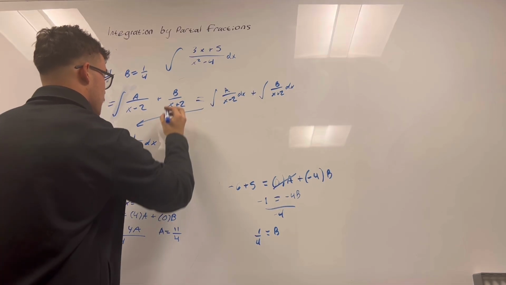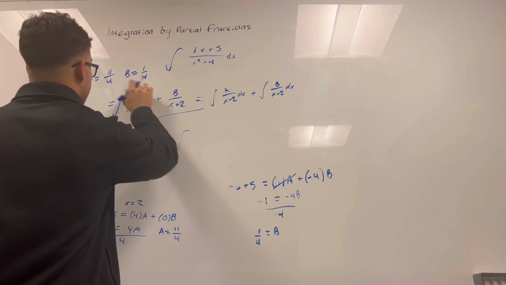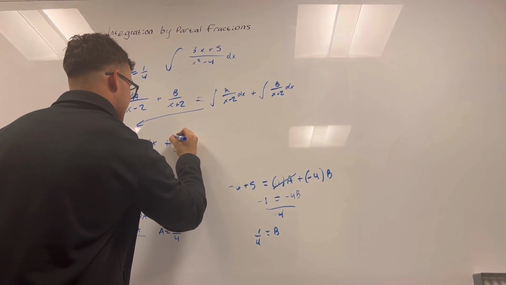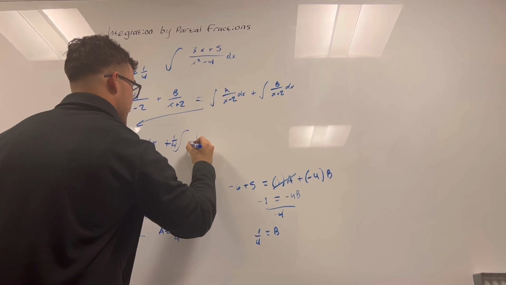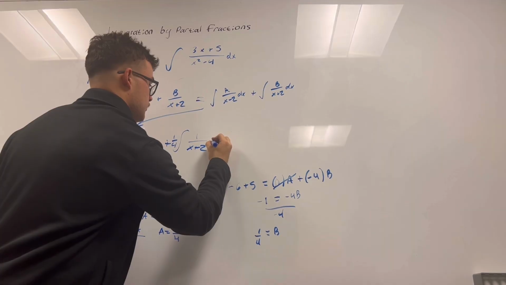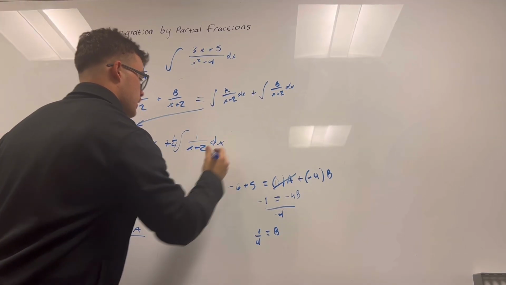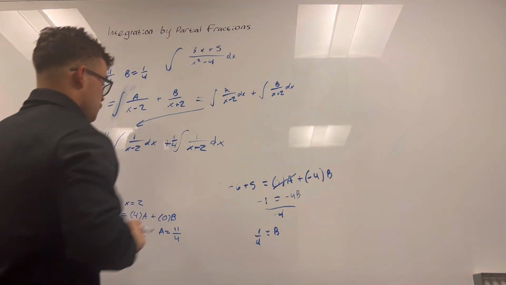But this is gonna be plus the integral, which we have to do both. So the integral where b is 1/4, we'll just take that outside of the integral, and it's gonna be 1 over x plus 2 dx. And that's also a very easy integral to solve. So let's do it, let's solve it.